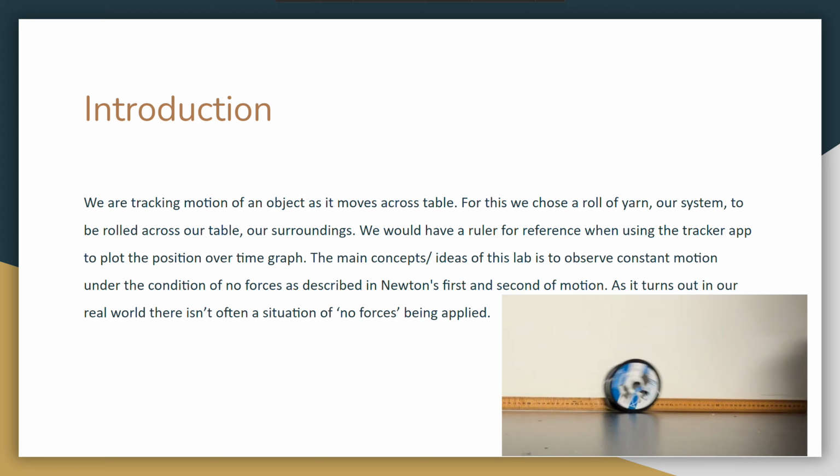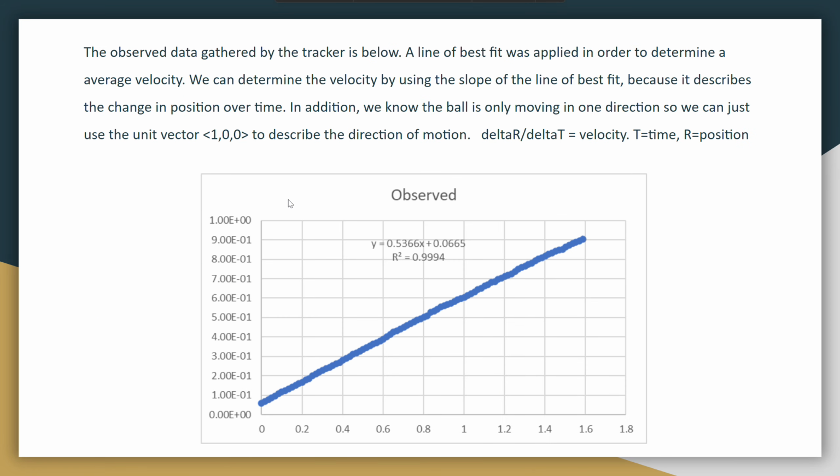The main ideas of this lab are Newton's first and second law of motion, kind of stating that an object in motion will stay in motion unless another force pushes it to change velocity or speed or direction. As it turns out, because this is a real-world application, there's always going to be some type of unbalanced force, so the graphs won't be exactly perfect in terms of having constant velocity.